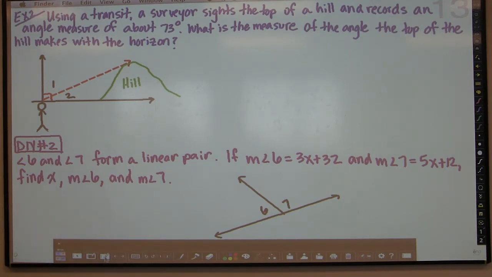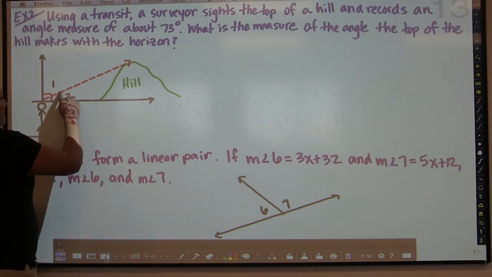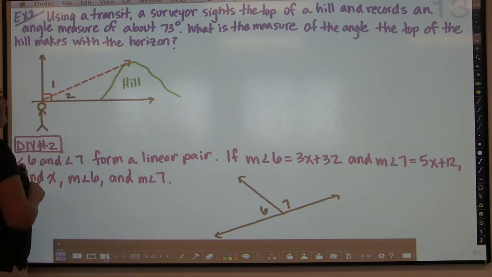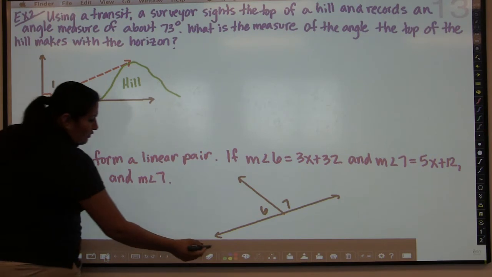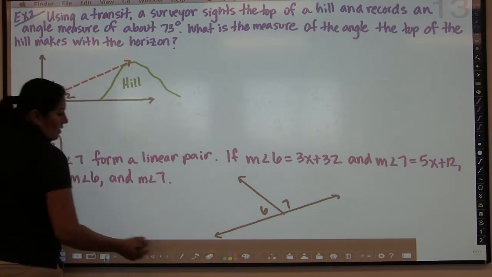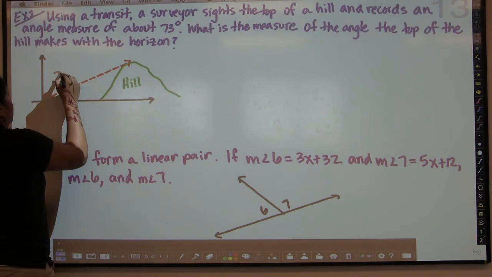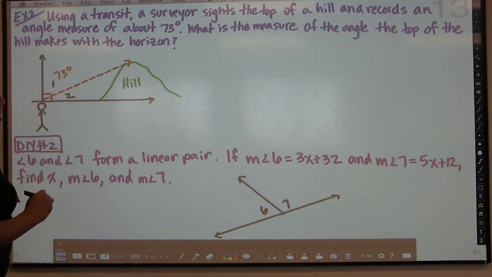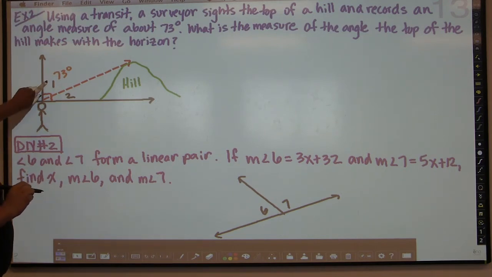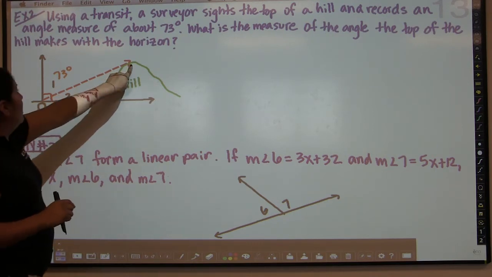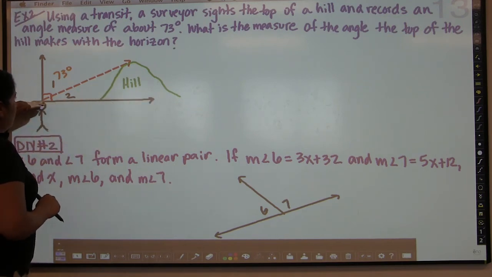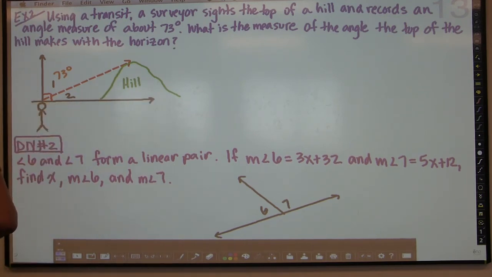What is the measure of the angle the top of the hill makes with the horizon? So we have the line of sight here, and he already measured the angle to be 73 degrees, so we can put that information in right now. He measured the angle to the top of the hill and records an angle measure of about 73 degrees. Then it's asking us what is the measure of the angle that the top of the hill makes with the horizon. So here's your horizon. They want us to basically find the measurement of angle 2.